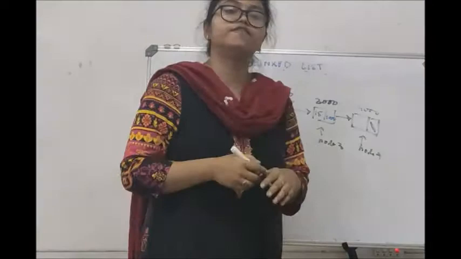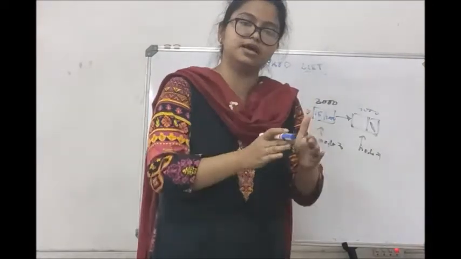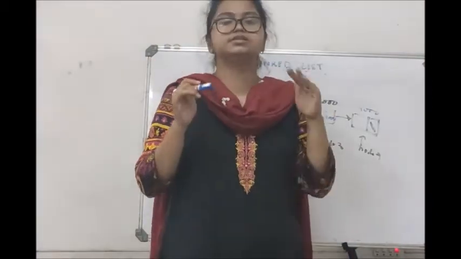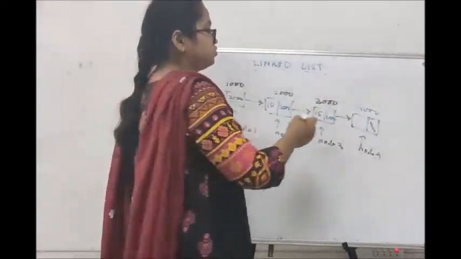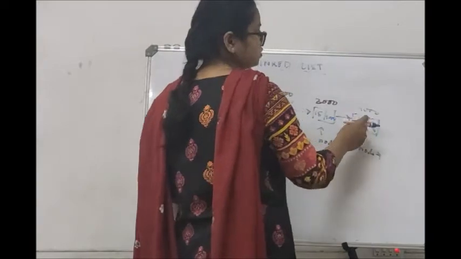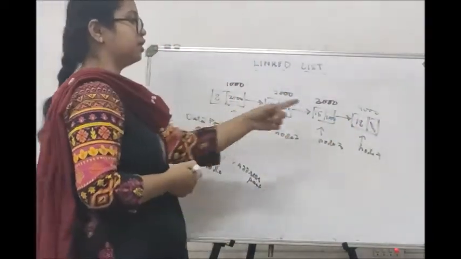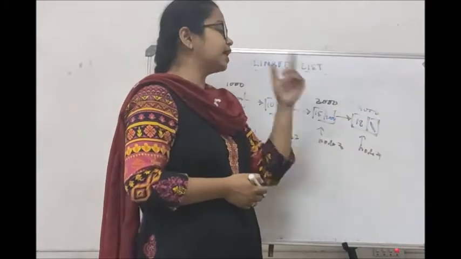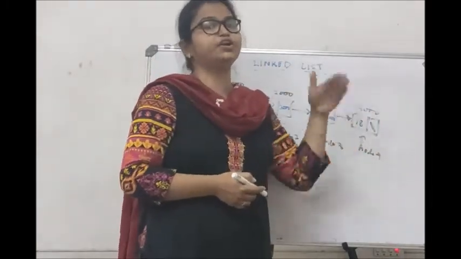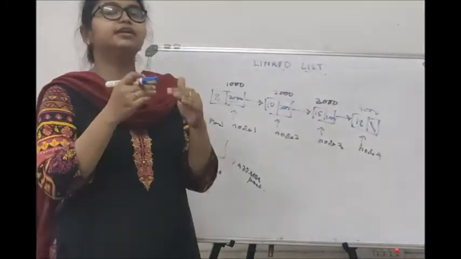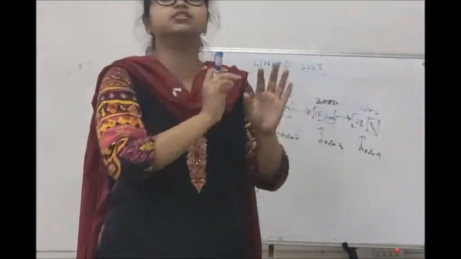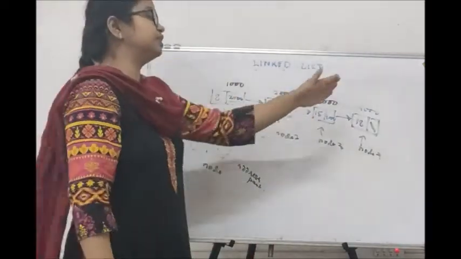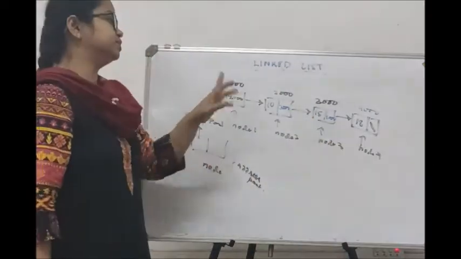The node in which the address part is null is the last node. Suppose the data is 80. Node 4 is the last node. Why am I saying that this is the last node? Because its address part is null. It is pointing to null. That means it doesn't point to a different node. It points to null, so it has nothing. So it is the end. Okay, so this is the last node.